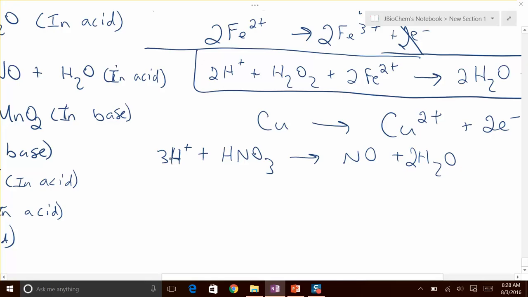What is the number of electrons being transferred? What changed in oxidation state? Did oxygen change? No. Did hydrogen? No. The nitrogen. So what's the oxidation number of nitrogen right here? It's +5, and over there it's +2. So is that gaining or losing electrons? Going from +5 to +2, I have to gain electrons to become less positively charged, right? So where am I going to write the electrons? I'm going to write them over here as a reactant. How many electrons? Three.